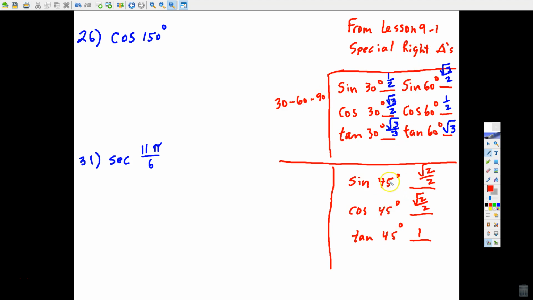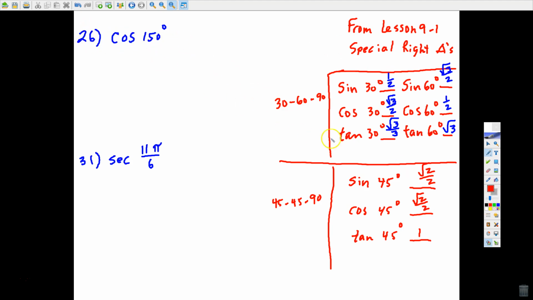And we called these the special right triangles. This bottom section came from the 45, 45, 90. Okay, so I told you these would really come in handy because they're used a lot. They recur over and over in trig problems, and you're going to see why they're handy when we do these problems. So let me just walk you through number 26.